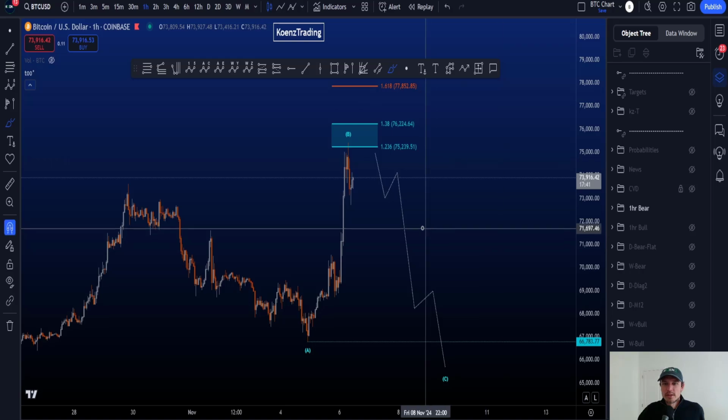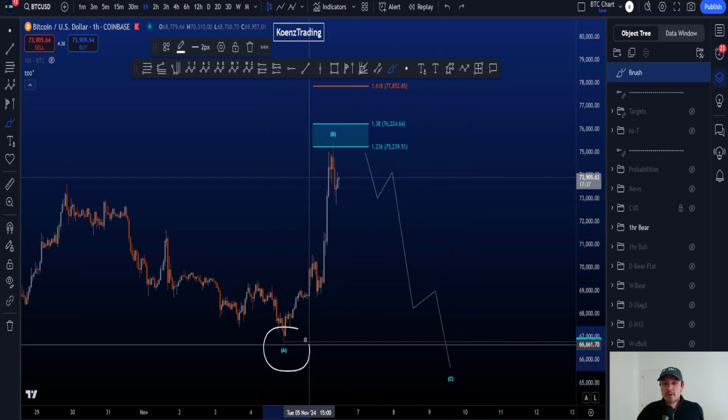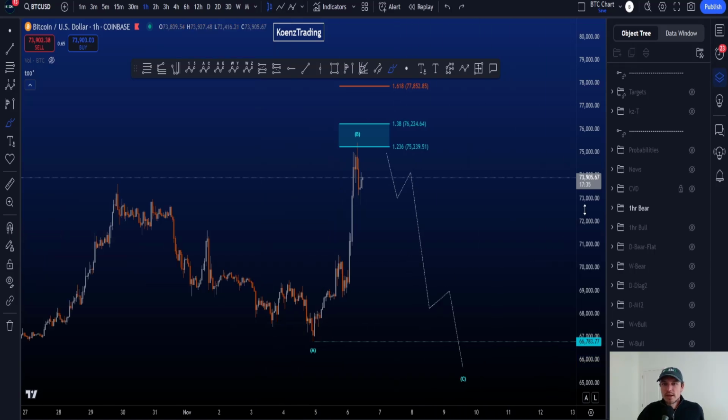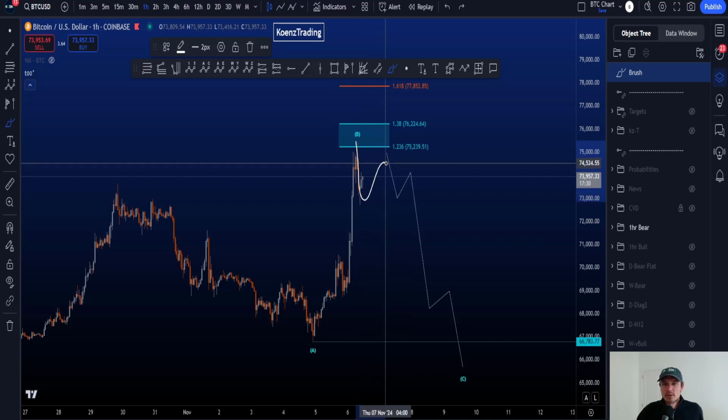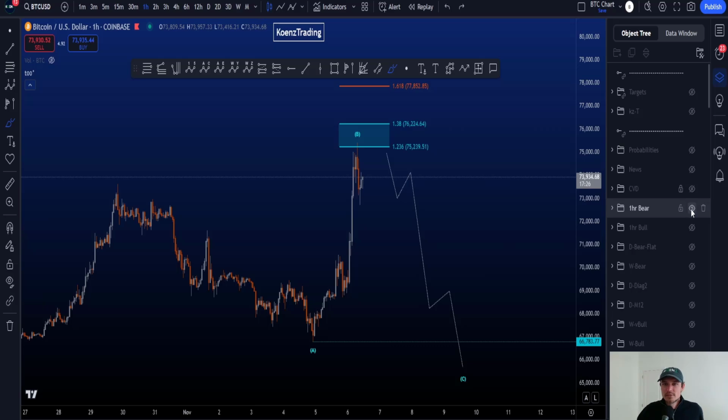And what you're looking for here is a 5-wave impulsive structure to the downside, moving below the low of your wave A. Now in this particular scenario, you then look for a wave 1, a 3-wave corrective structure in 2, and then continue towards the downside.